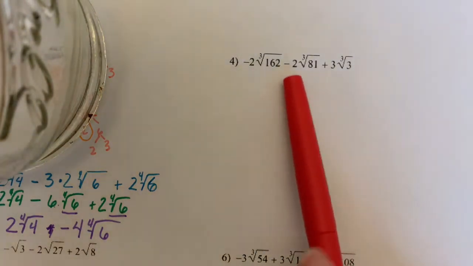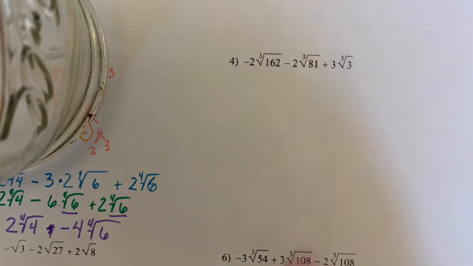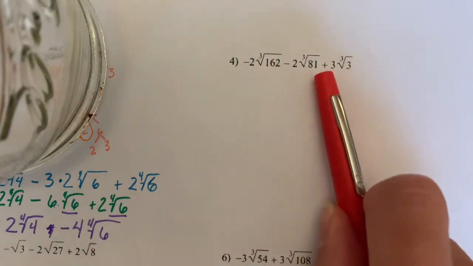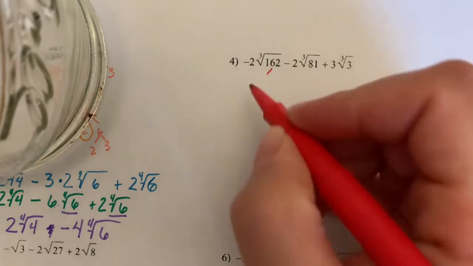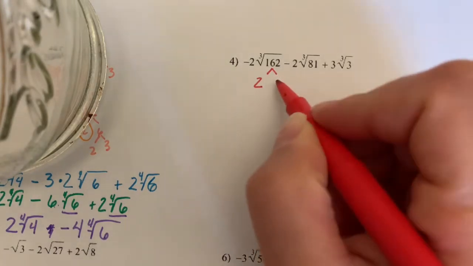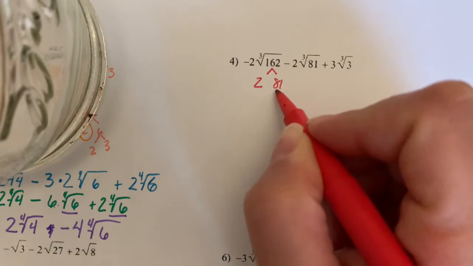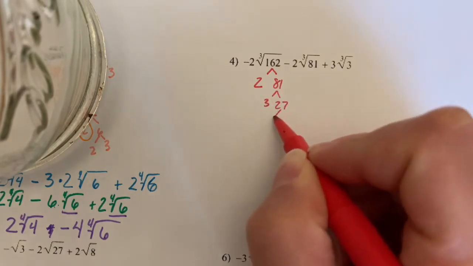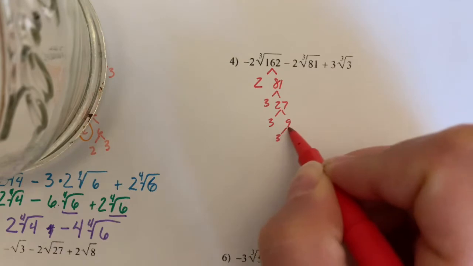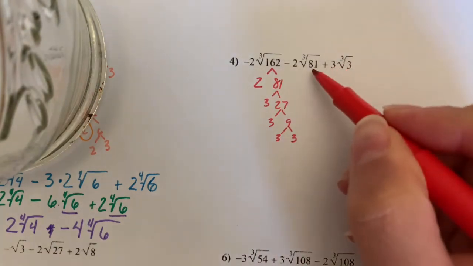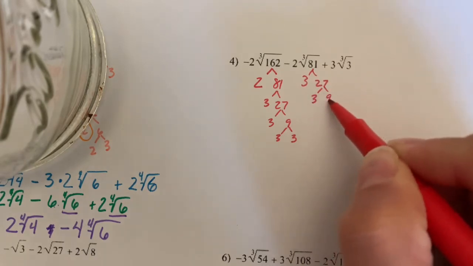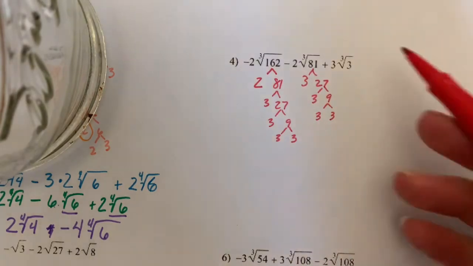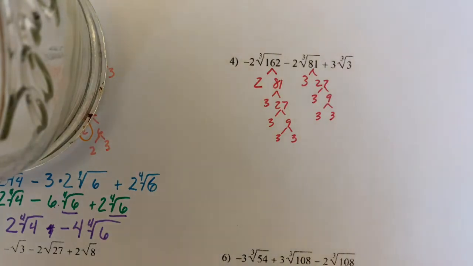First thing we do is look and see if we have anything that's exactly the same. I have the 3rd root of 162, the 3rd root of 81, and the 3rd root of 3. I do not, so I have to break these down. 162 is going to be 2 and 81. 81 I can break down into 3 and 27, 3 and 9, and 3 and 3. For the other 81, I already did that once: 3 and 27, 3 and 9, 3 and 3. And I can't break 3 down, it's a prime number.